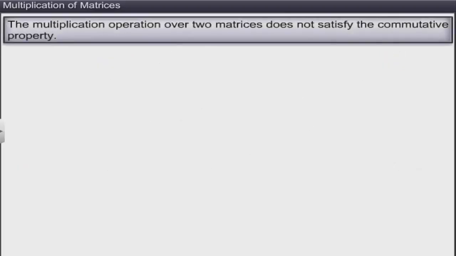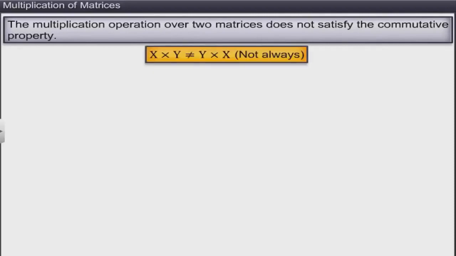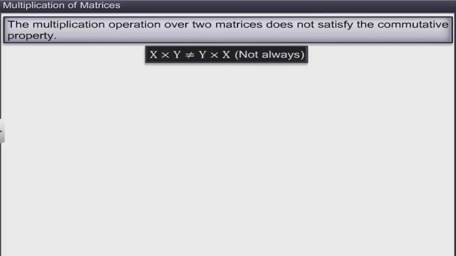It should be noted that the multiplication operation over two matrices does not satisfy the commutative property. This means X multiplied by Y is not equal to Y multiplied by X. However, there are some cases that we need to look at.